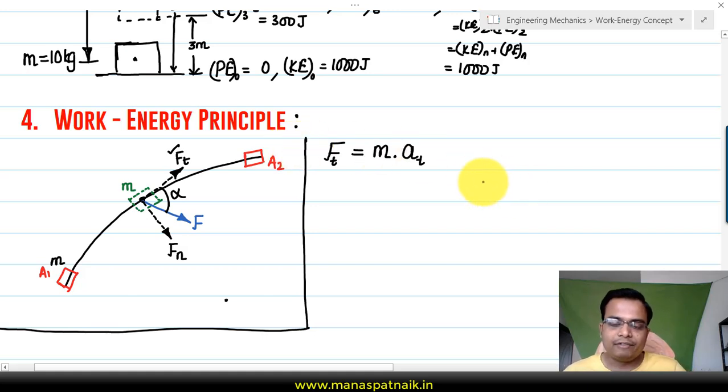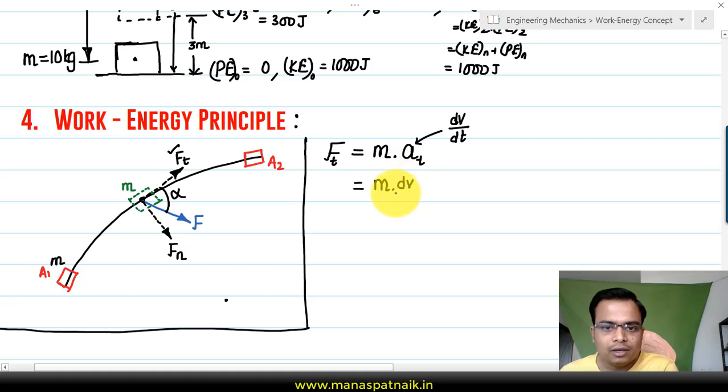Fair enough. And we know from the definition of acceleration that it is the rate of change of velocity. So acceleration can essentially be written as dv over dt. Rate of change of velocity is acceleration. Rate of change of displacement is the velocity. We'll see that also, don't worry. All right, so I can essentially write this as m dot dv over dt.